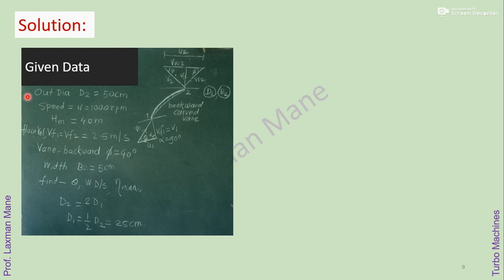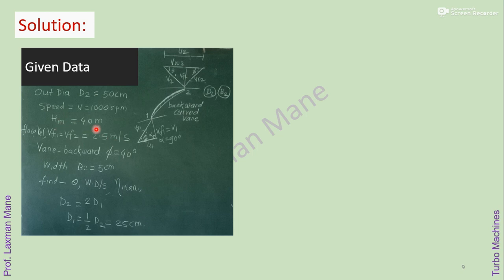So first of all, write the given data, draw velocity triangle diagram. Here we are given relation between the diameters. So d2 is twice of d1, means d1 will be half of d2. So by that, first of all find d1 value. Now these diameter values are given in centimeter, so you have to convert that into meter. So multiplied by 10 raised to minus 2.